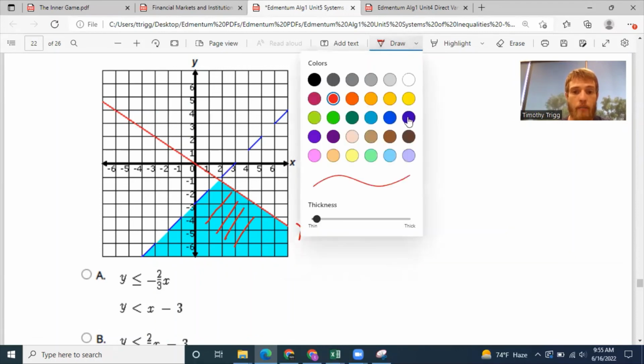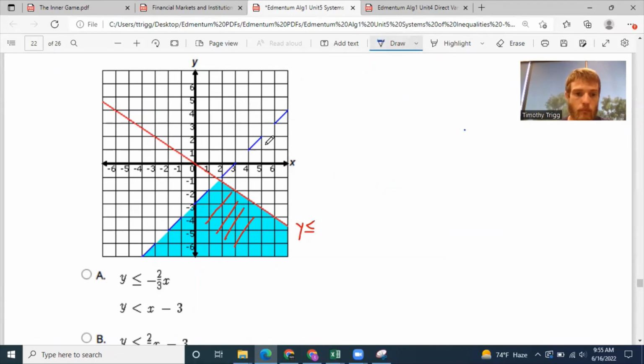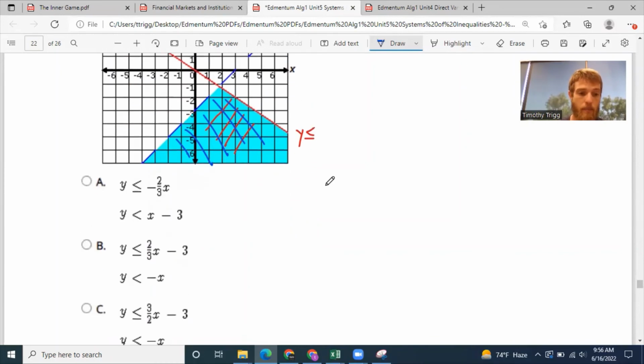For the blue line, notice it's a dashed line, but it's also shaded below, isn't it? It's shaded below the blue line. So that's going to be y is less than. In this case, this one doesn't have the or equal to because it's a dashed line. Okay, so that's one thing to keep in mind, and see if you can find the equations of the two lines.